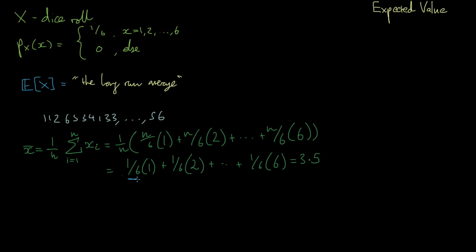But let's look at what we simplified this expression to. We've just got a bunch of probabilities, multiplied by possible values of our random variable x: 1, 2, 3, 4, 5, and 6.